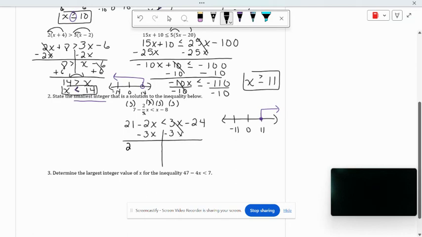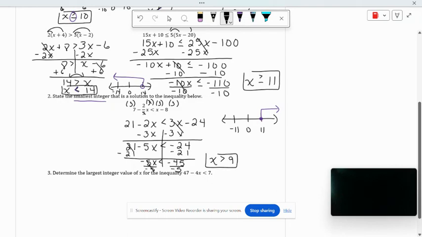So 21 minus 5x is less than negative 24. I'm going to bring the 21 over to the other side by subtracting it. So I get negative 5x is less than negative 45. And again, I'm dividing by a negative. So when I divide by a negative, I have to flip the inequality. So I wind up getting x is greater than 9.